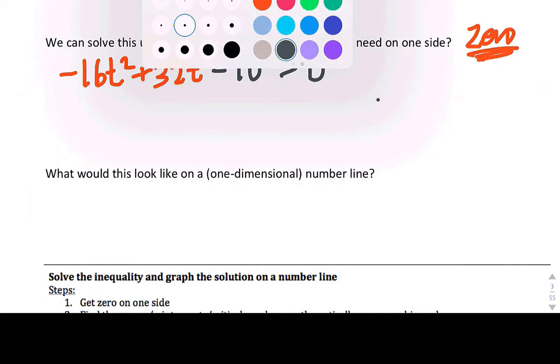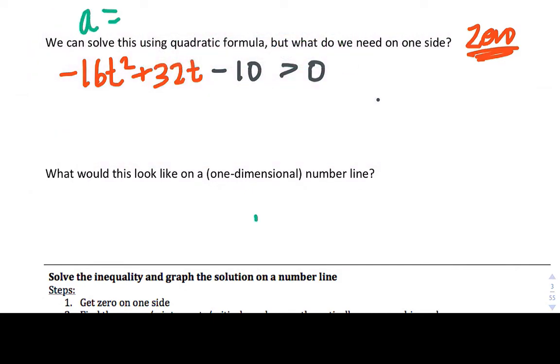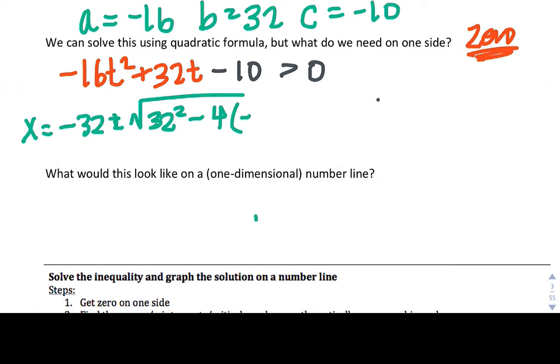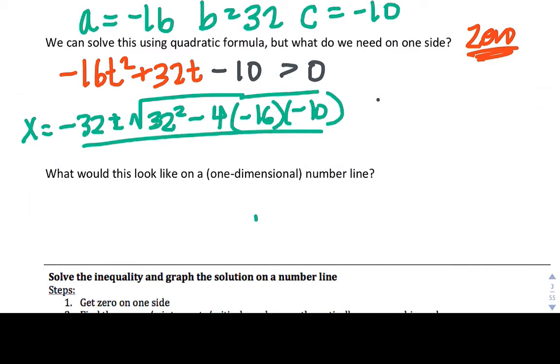Again, you would find your A, B, and C. So A is negative 16, B is 32, and C is now negative 10. So that's the new part. We're going to plug into quadratic formula. X equals opposite B plus or minus the square root of B squared minus 4 times A times C all over 2A.